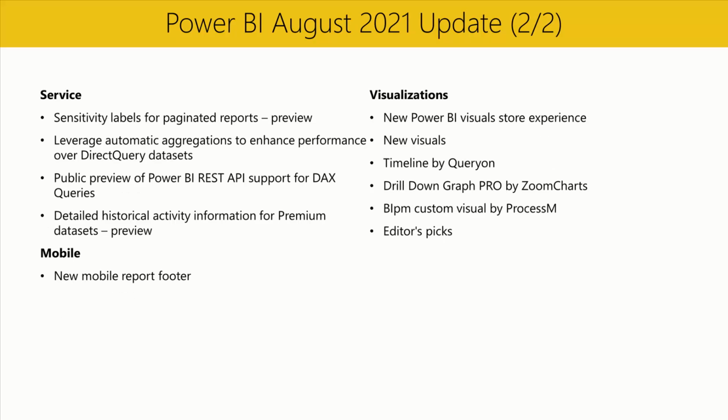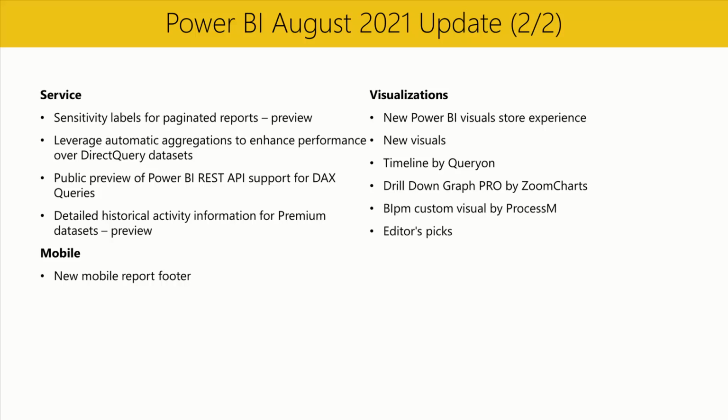We have some exciting new changes for you in the service section. First, you can now set MIP sensitivity labels on paginated reports in the Power BI service, just like you can on Power BI reports. When data from a paginated report is exported to a Word, Excel, PowerPoint or PDF file, the report's label and protection settings will be applied to the exported file.